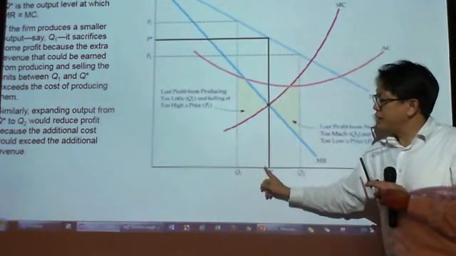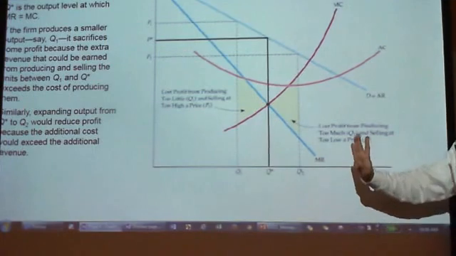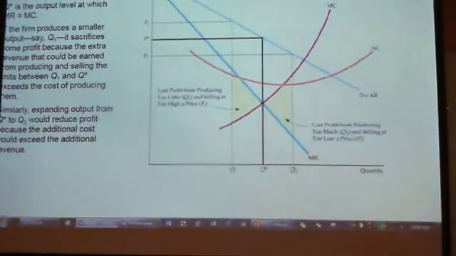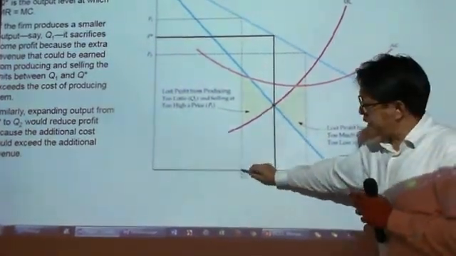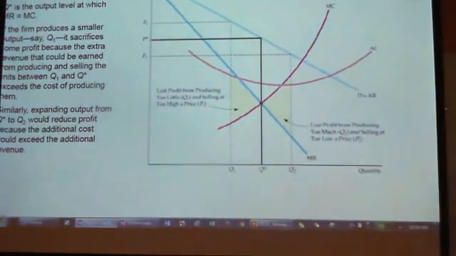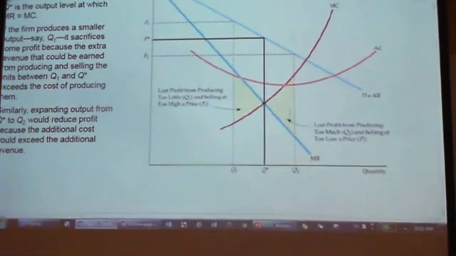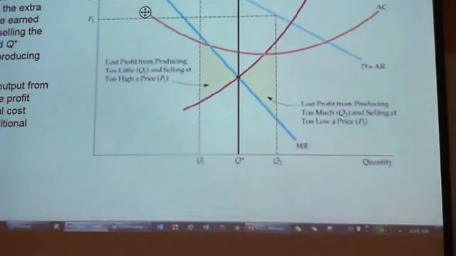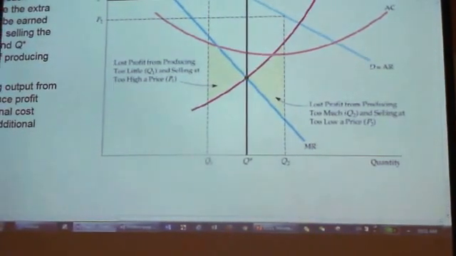Okay, let's talk about if I just stop producing at Q1 first. I don't continue my production until Q star. What would happen to my profits? If I stop producing at Q1, what's wrong with this? You see something wrong? Okay, listen to this carefully. You now have experience looking at this kind of thing already.